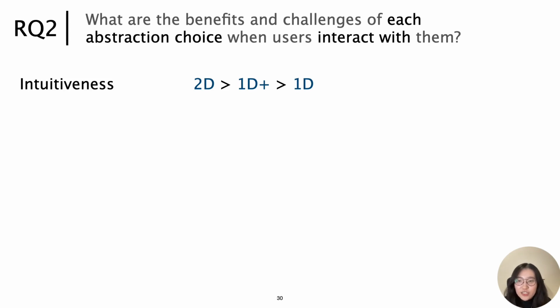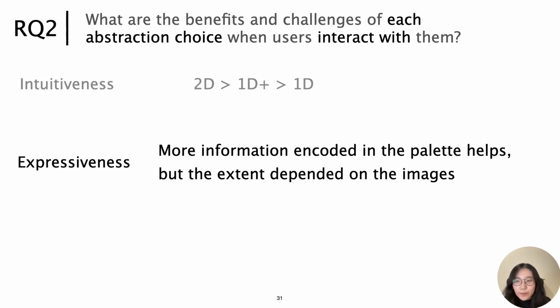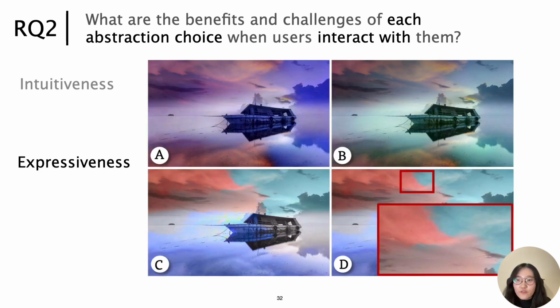This visual information is appreciated because it can help them quickly build association between the colors in the palette and the regions in the image. They also consistently felt the 1D plus palette is more intuitive than the 1D uniform one. Regarding the expressiveness, users find more information encoded in the palette helps, but the extent depended on the characteristics of images. For example, this image doesn't have very clear regions.